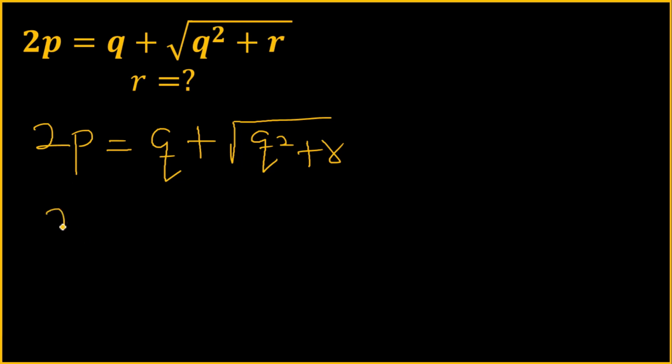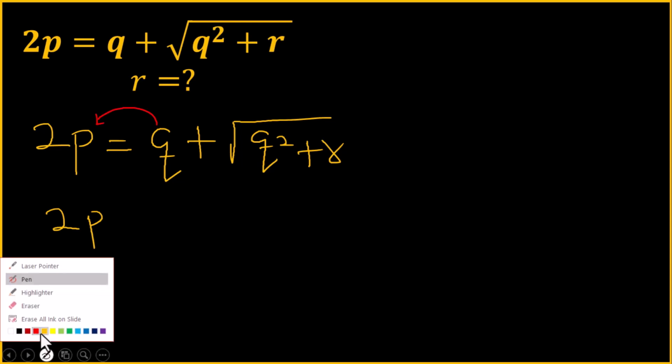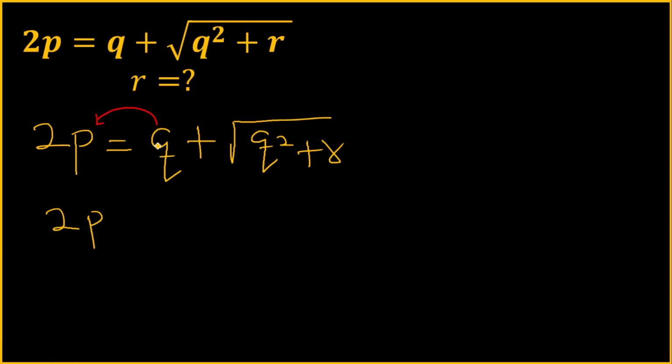Now we have 2p. This q is taken to this side of the equation. Here it is positive, so taking it to this side becomes negative. So we have 2p minus q equals the square root of q squared plus r.